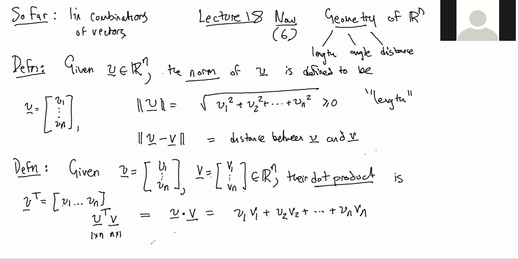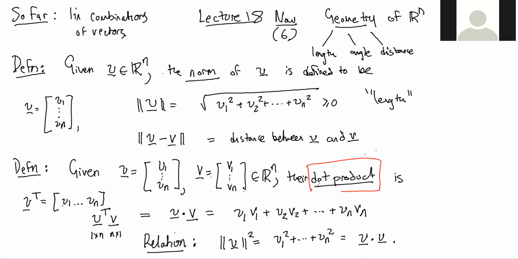And there's a nice relation between the dot product and the norm, which is that if you take the norm of a vector squared, that's just the sum of squares of its entries, right? And that's just the dot product of the vector with itself. So actually, the really fundamental quantity here is the dot product. Once you have the dot product, the norm is just the dot product of a vector with itself.